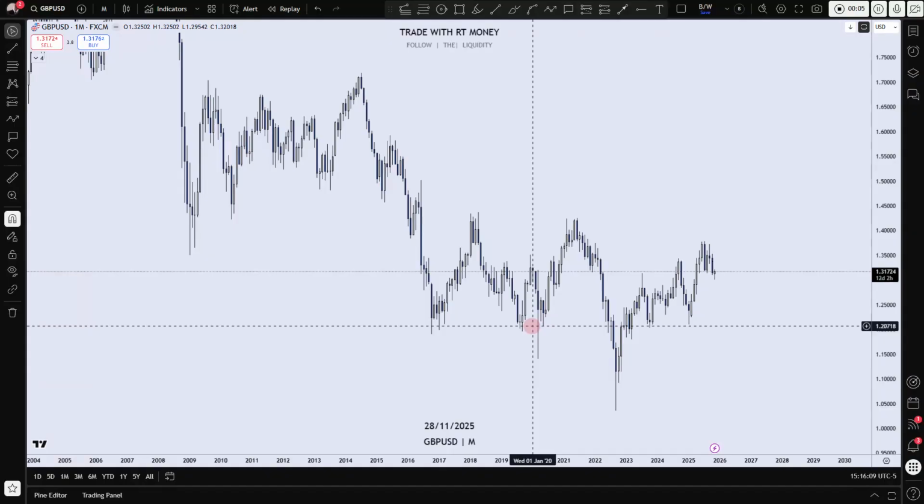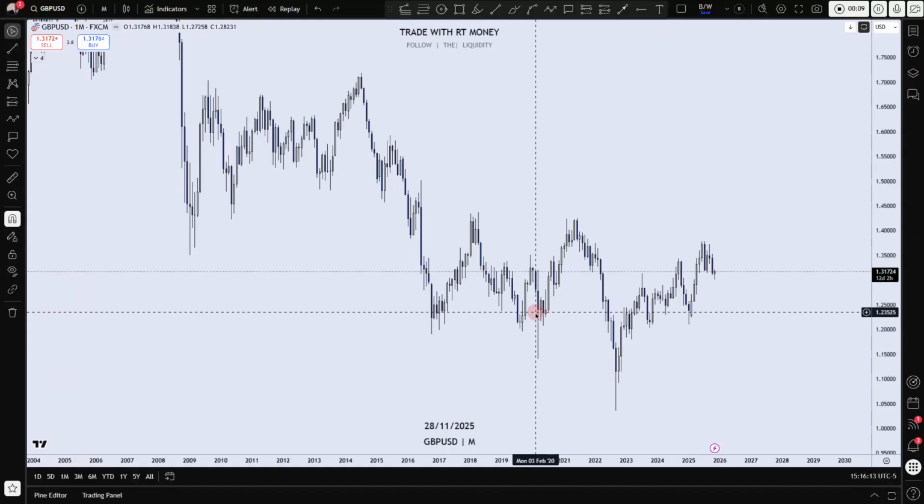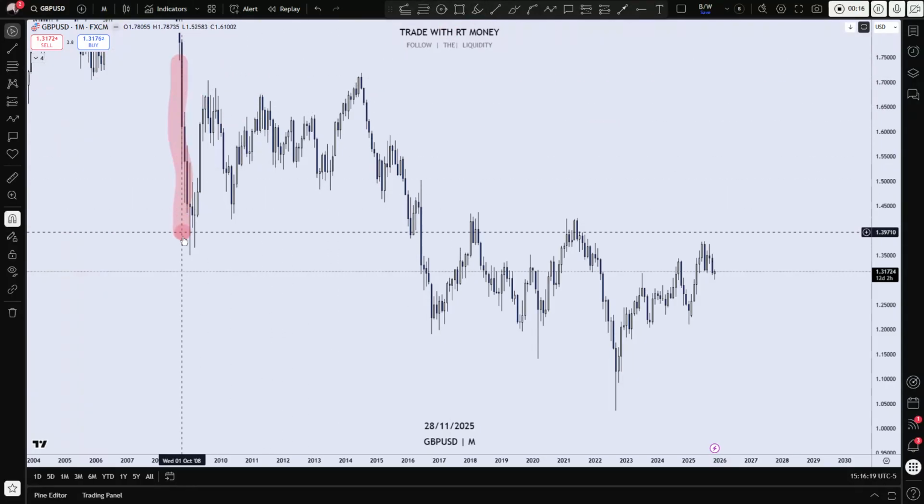We're looking at the pound USD, the pound USD cable. That's what we're looking at. All right, monthly time frame. What do I see? All I can see is this low being made.